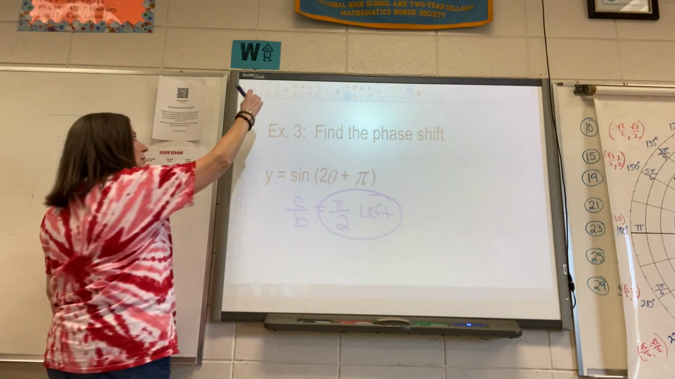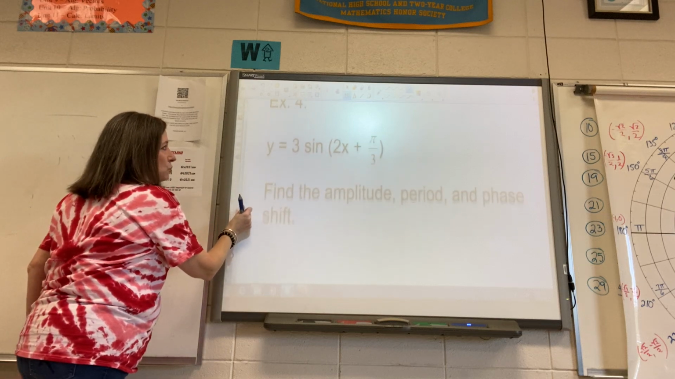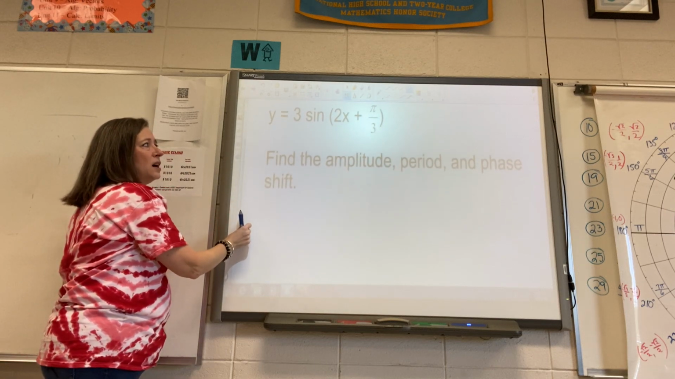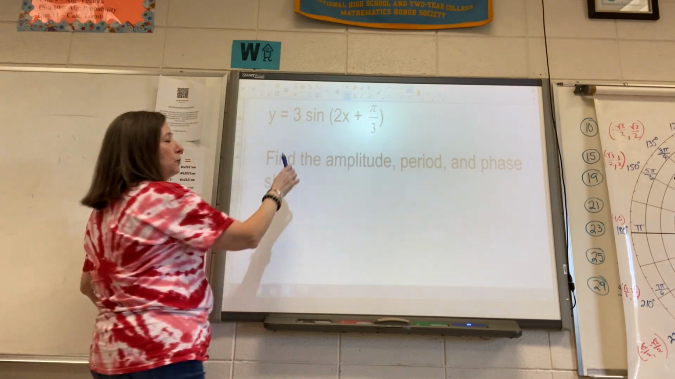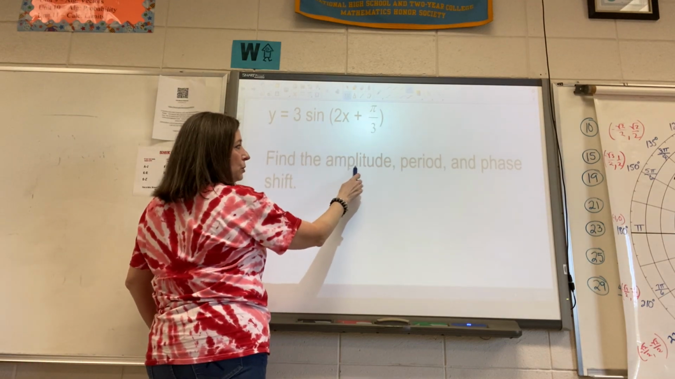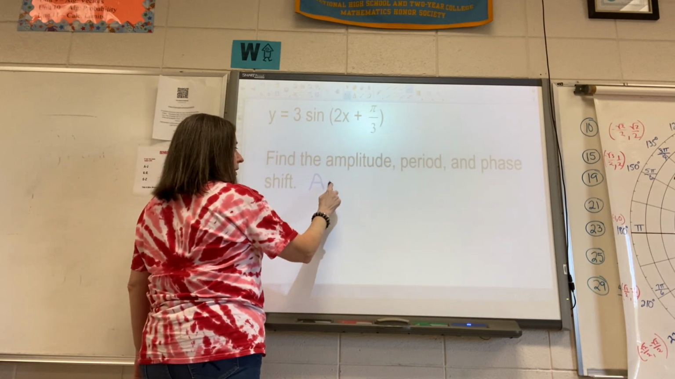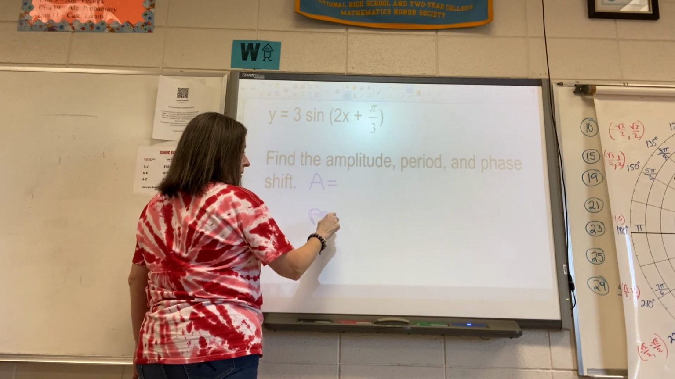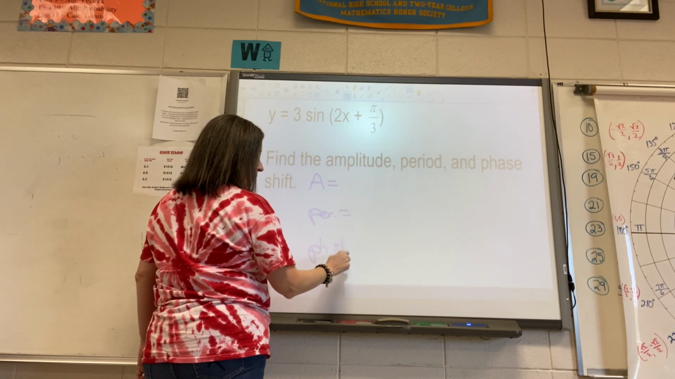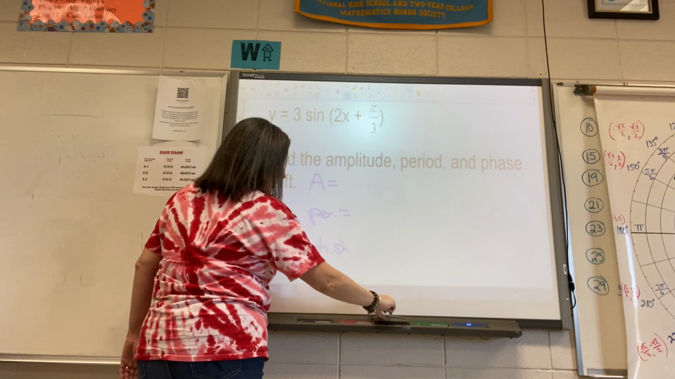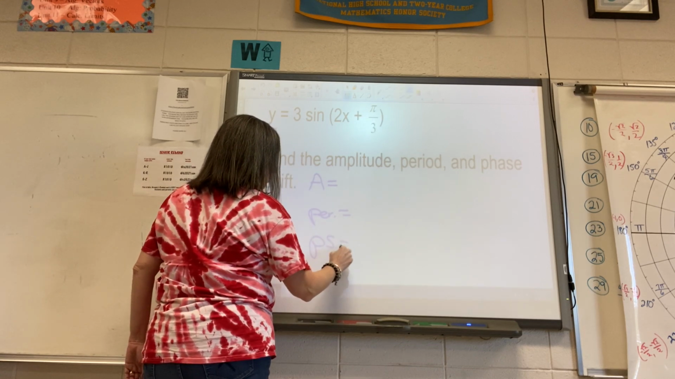It's just little things. All right, now, on this next one, they want us to find it all, so I'm just going to let you find it all, because you already know how to find these things. So for what they're giving you here, find the amplitude, the period, and the phase shift. The A, the period, and the phase shift. I might as well just say PS, that would be easier. PS. There.